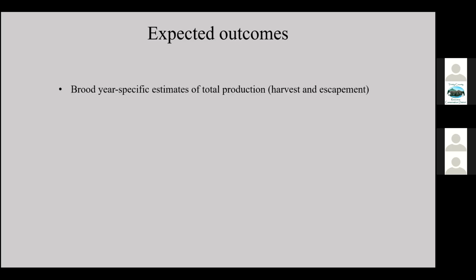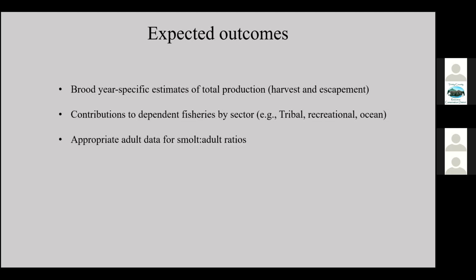So what do we expect to get out of this work? Well, for one, we get, as I mentioned, brood year specific estimates of total production. That's kind of the holy grail, so to speak, of what we're after here. We also will get estimates of contributions to dependent fisheries by sector. And then the combination of all those would be total harvest for a given brood year, which is the metric for which we have the harvest target for fall Chinook. And we have something similar for spring Chinook, but we're not doing that cohort reconstruction yet.